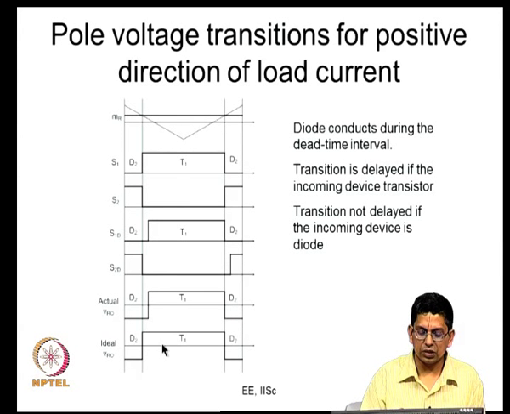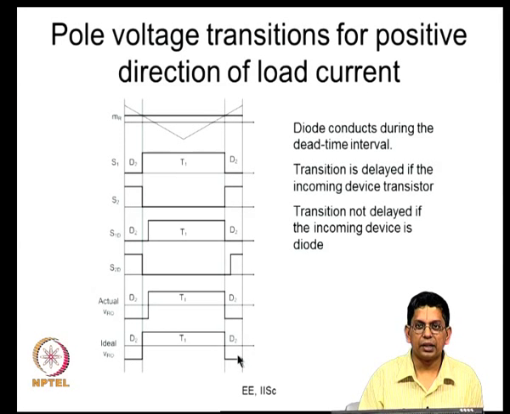So, if there is a transition from transistor to diode, then there is no delay in the pole voltage. On the other hand, when the transition is from diode to transistor, there is a delay. When the incoming device is a transistor, there is a delay. When the incoming device is a diode, there is no delay. So, this is the actual pole voltage, and this should be the ideal pole voltage.